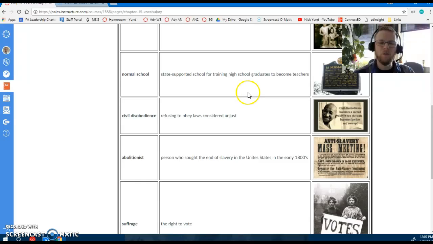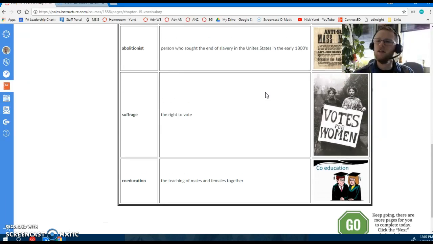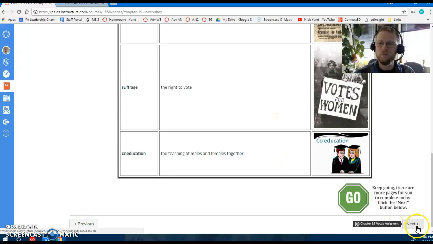Civil disobedience is refusing to obey laws considered unjust. An abolitionist is a person who sought to end slavery in the United States in the early 1800s. Suffrage is the right to vote for anyone, not just women. That's called suffrage. Fighting for suffrage, fighting to vote. And coeducation is the teaching of males and females together, like we do now.